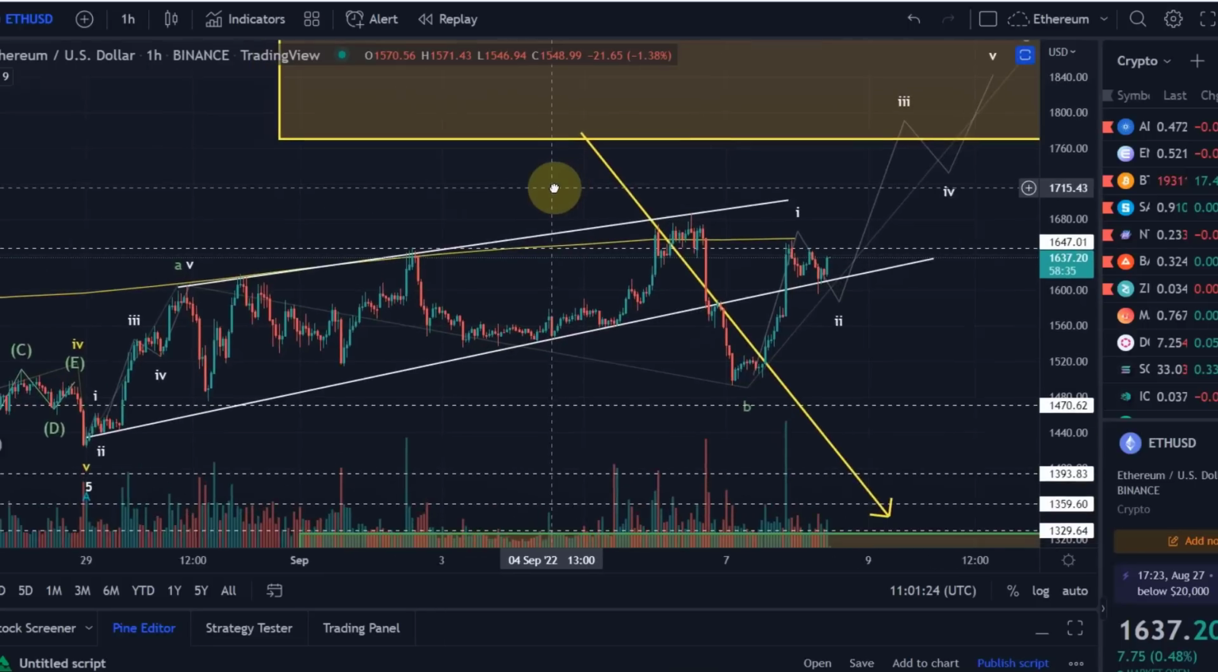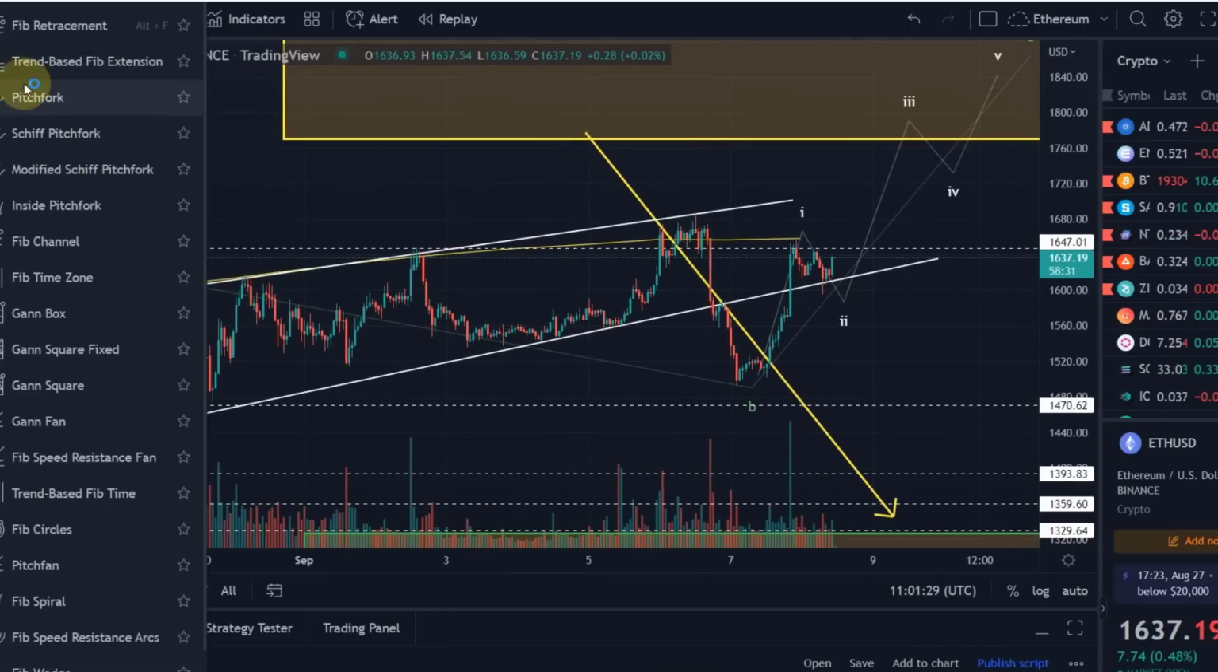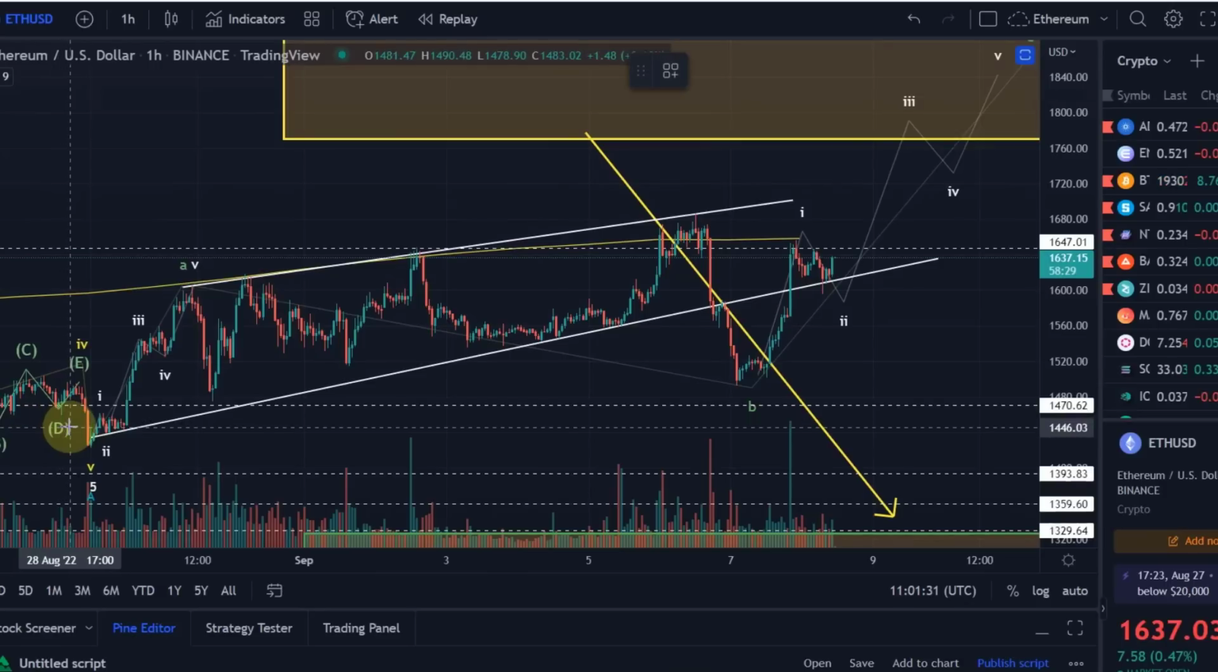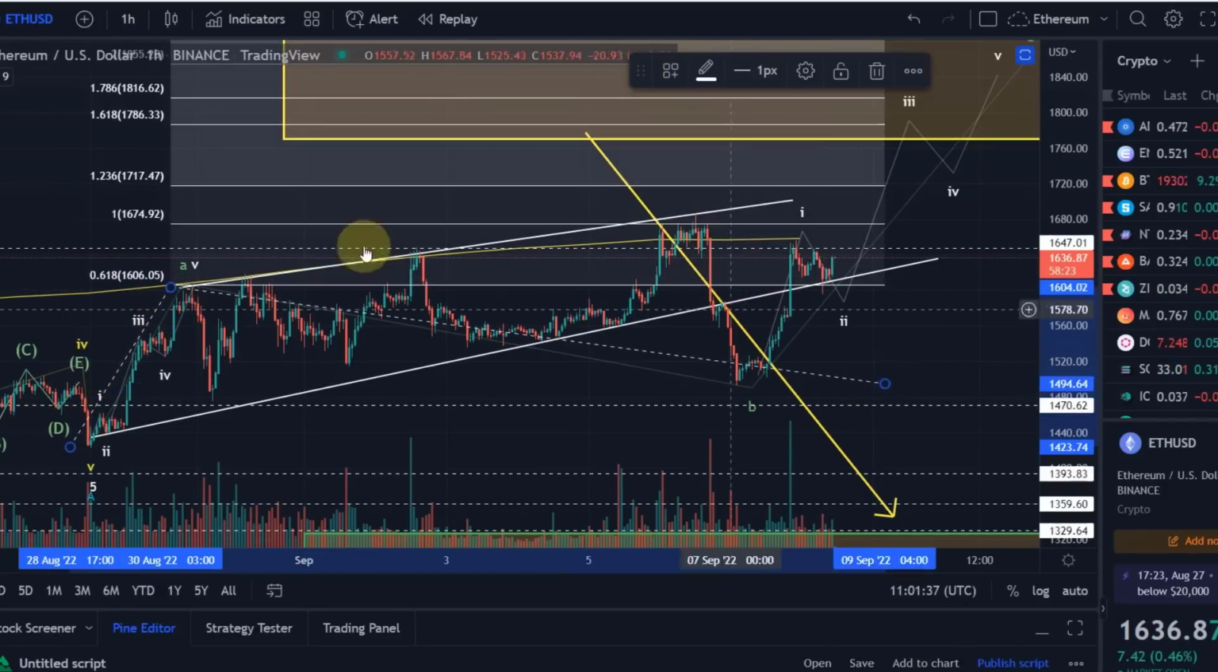Now we need to be careful because there's normally some kind of a proportionality arrangement between wave A and wave C. So here the wave A, we take the length and we add it to the beginning of the wave C. Then we have a first target actually at 1675. So I mentioned in the previous video, be aware of this target. I think overall in this scenario it should be broken, but just be aware of it, that this is a key resistance.